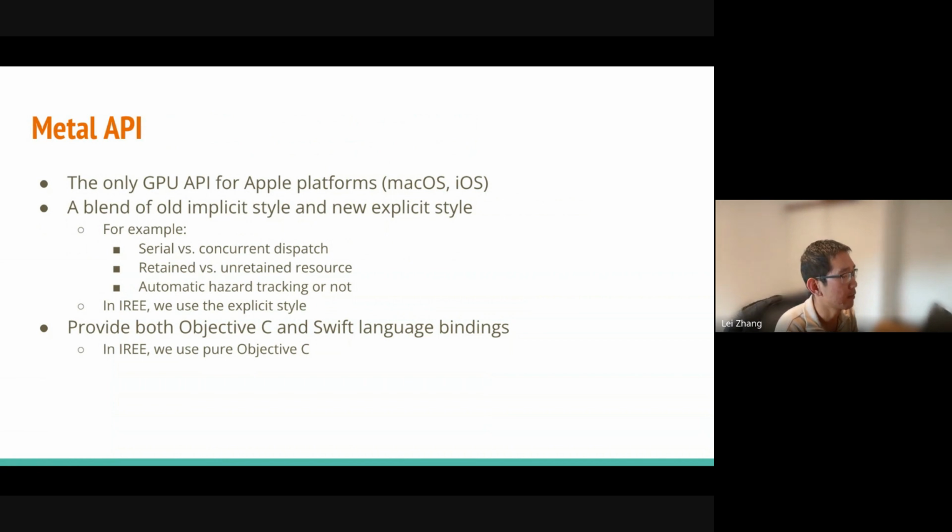My feeling is it's a blend of the old implicit style and the new explicit style. For example, in the command buffer you can control whether you do serial dispatch or concurrent dispatch. Serial dispatch means the driver implicitly inserts a barrier for you after each dispatch, to make sure memory is visible, and then you don't need to care about that. But with concurrent, you need to actually handle the synchronization yourself.